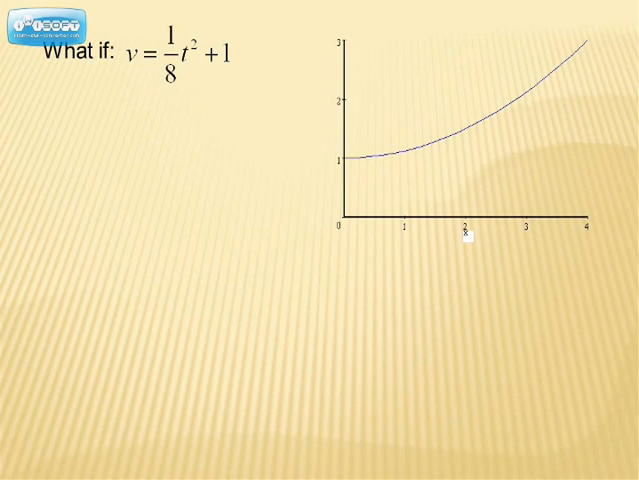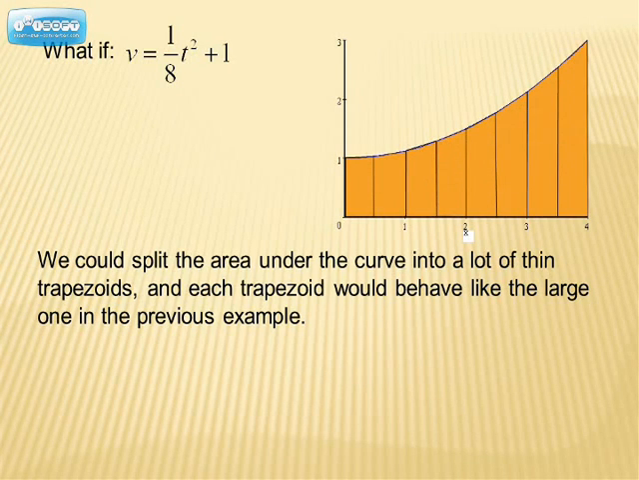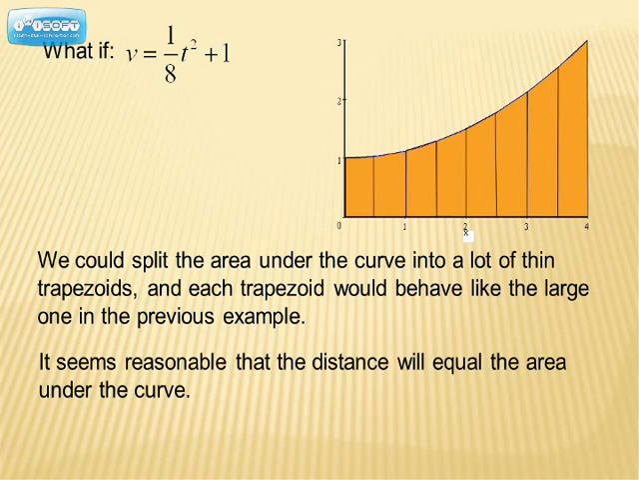Alright, what if I gave you a velocity function that was 1/8 t squared plus 1? We could split the area under the curve into many thin trapezoids. This is similar to the problem we talked about when we were driving, and each trapezoid would behave like the large one in the previous example. So you can kind of see each one of these trapezoids that we've drawn in here. We can find the area of every single one of them and add them all together. It seems reasonable that the distance will equal the area under the curve.